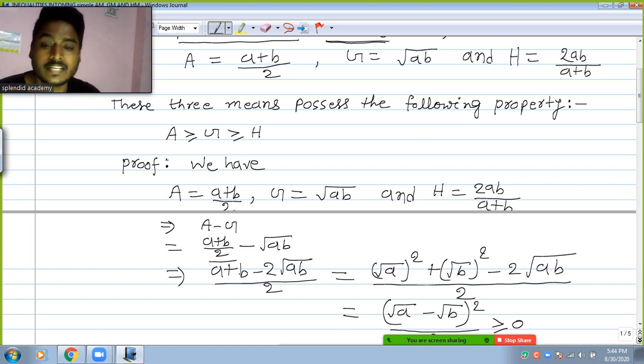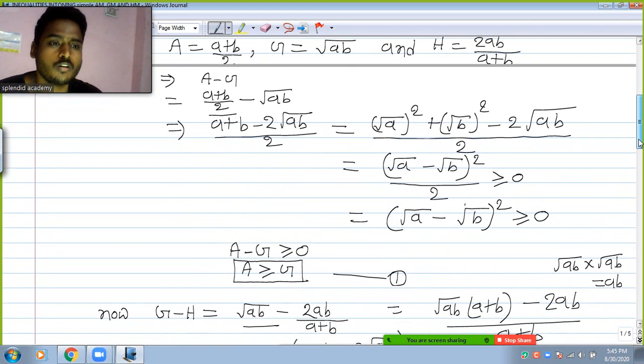Now I can write a as the square root of a squared and b as the square root of b squared, and minus 2 square root of ab is given. So overall I can write this expression as (square root of a minus square root of b) whole squared upon 2, and that is greater than or equal to 0. Because this is a squared function, and we know the minimum value of a squared function is 0 and the maximum value will go up to infinity. That's why the range of a squared function is 0 to infinity. So I can write (square root of a minus square root of b) squared upon 2 is greater than or equal to 0.